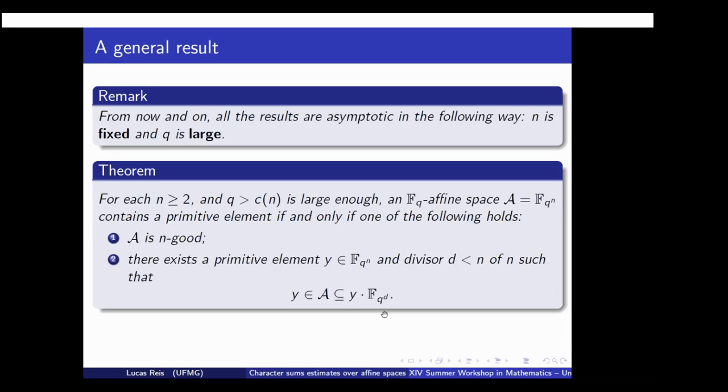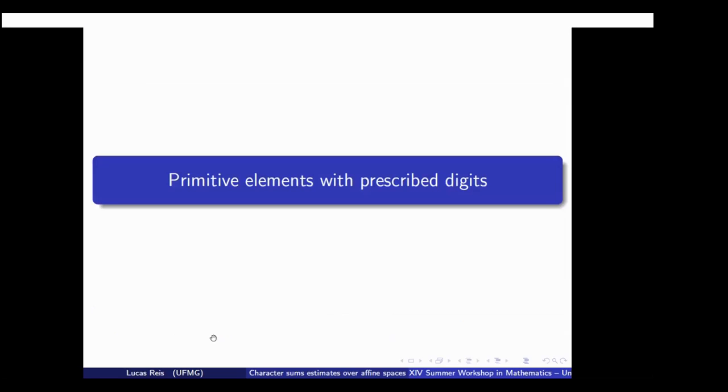This is just a straightforward application of the proposition. I'm not going into the details. And so just a remark, as we have seen, any affine space of dimension larger than n over Pn, where Pn is the smallest prime divisor of n, always contains a primitive element as long as q is large enough. Okay, so I have two applications. I think I will only have time to say a little about the first one.